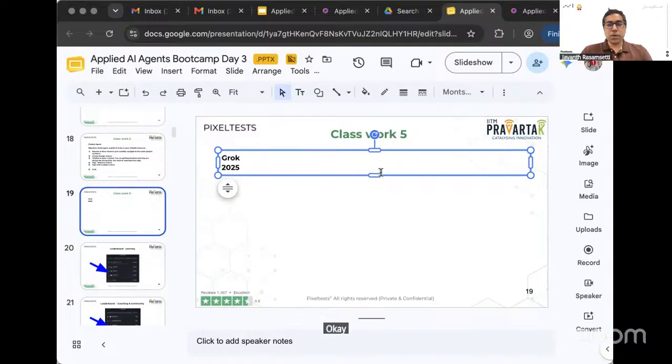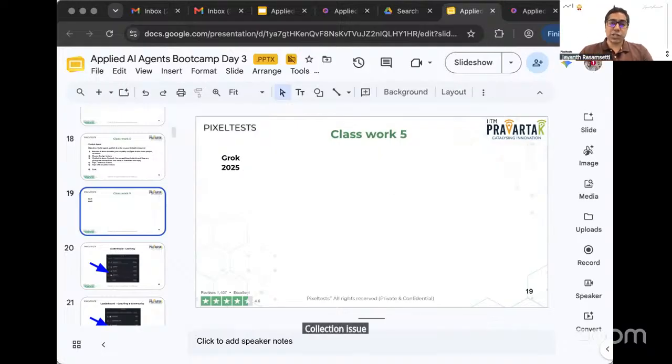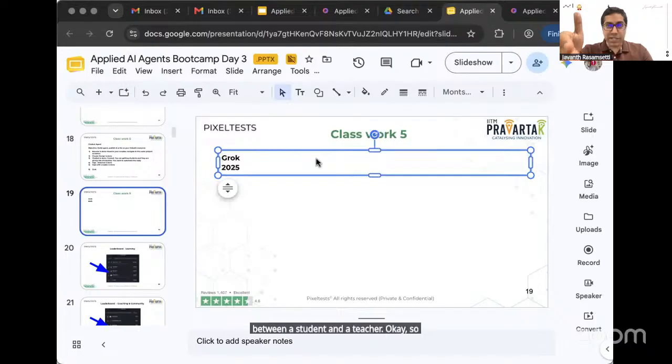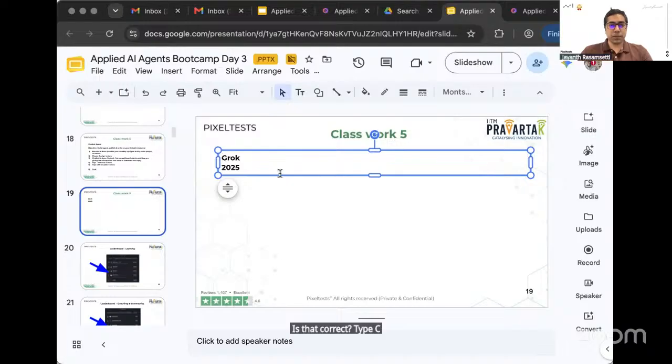So you have to make a serious decision and come in, and there should be no collection issue between a student and a teacher. Before your own mood changes, protect yourself, give your future self a chance by making the right choices today. Is that correct? Type C in the chat box if you're okay with that. Okay, perfect. Give your future self a fair chance by investing in your current self.